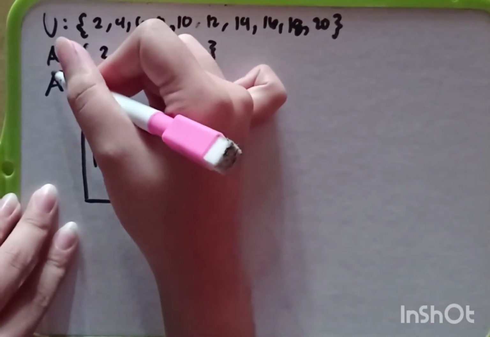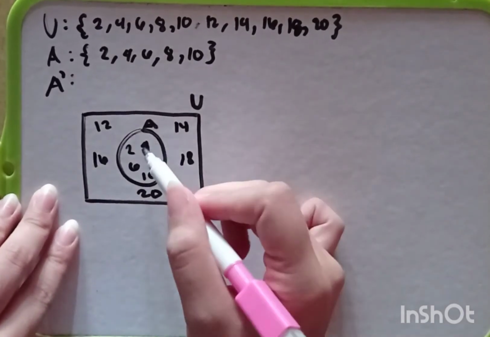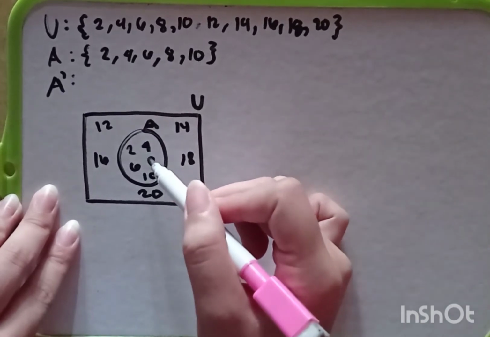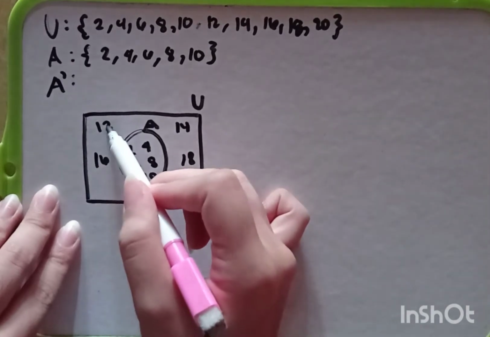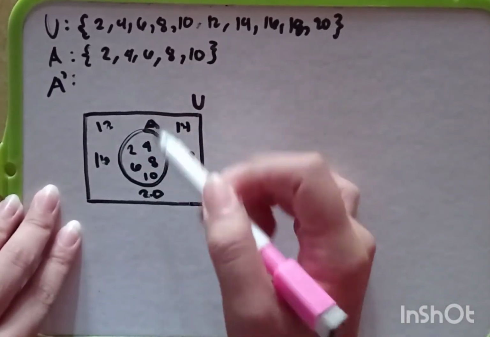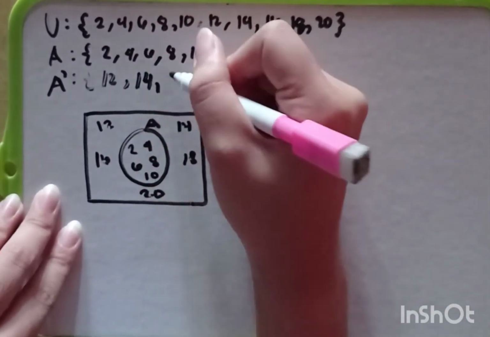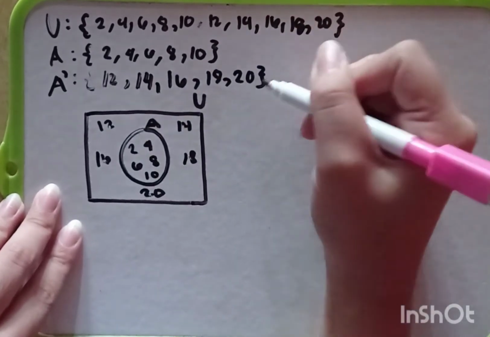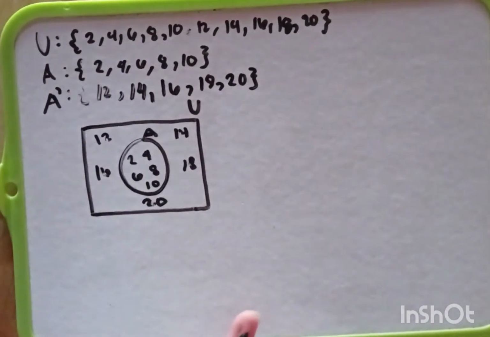So how are we going to get this? Again, the complement of set A are the elements that are not found in set A. And what are those? These are 12, 14, 16, 18, and 20. This part, the outer side of the circle. So that is 12, 14, 16, 18, and 20. And that is how we are going to find the complement of a set.